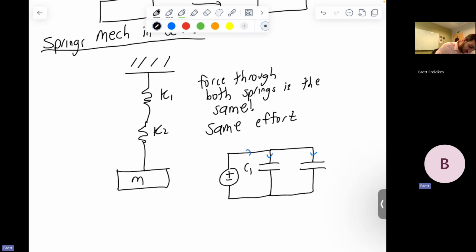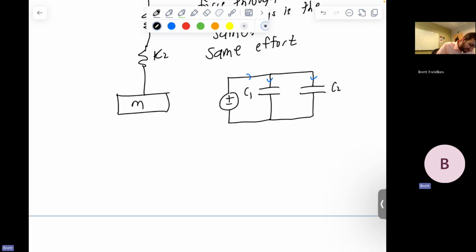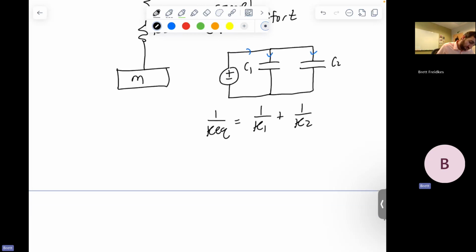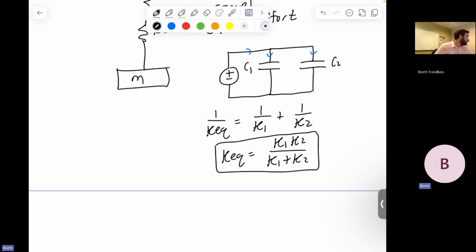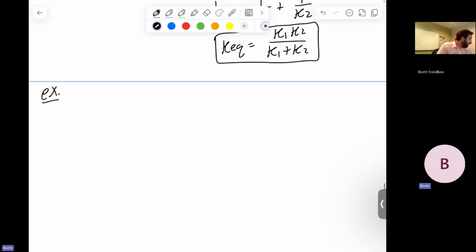So this again would be some compliance C1, some compliance C2. If we were to go through all the motions similar to what we just did, we would end up seeing that 1 over K equivalent ends up being similar to resistors in parallel. And we can write that KEQ is the product over the sum. Let's do an example where I ask you to find the equivalent stiffness of the system below.